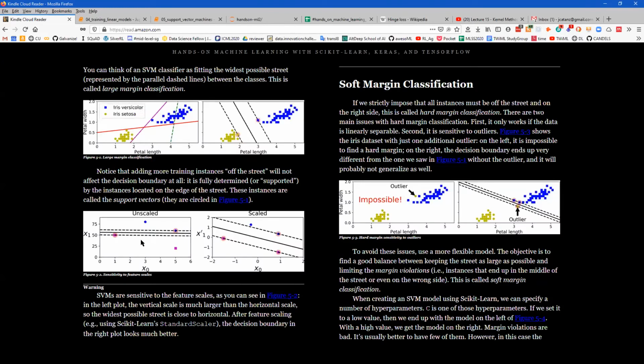Here, unscaled data. On the face of it, this looks like a very narrow street, and this is a much wider street. But I'm not so sure because the scales are different. Basically, by scaling the data, you come up with a higher margin, a wider street, because this point turns out to be on the margin for the scaled data, but not on the margin for the unscaled data.